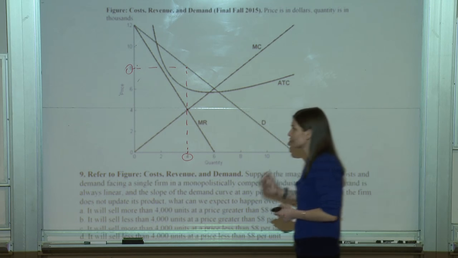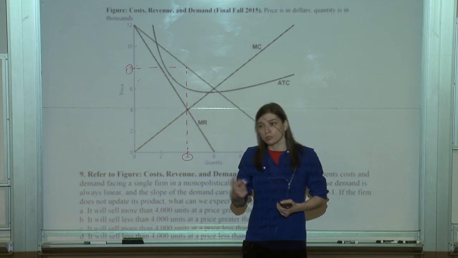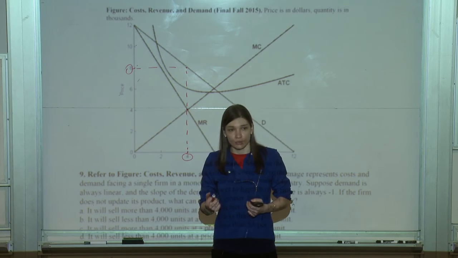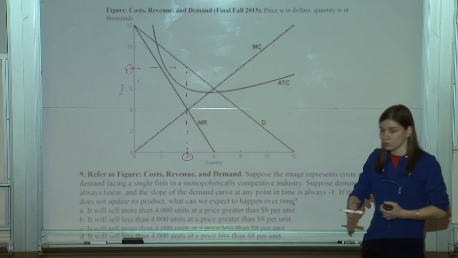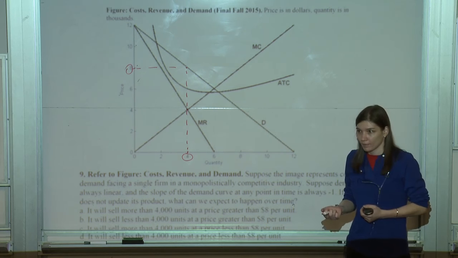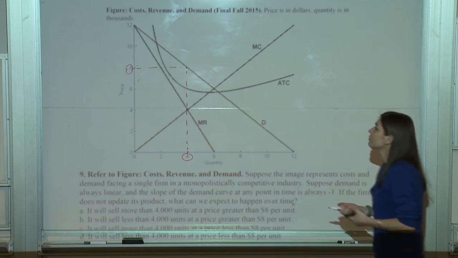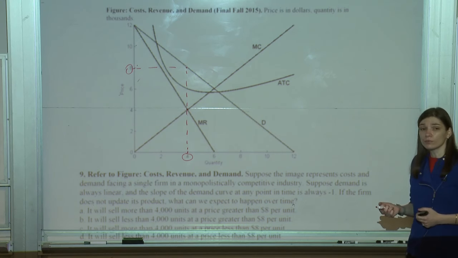So what is that going to cause in the long run? They're going to stay in business, but what's also going to happen in this industry? Entry, right? Profits are lucrative. So other firms are going to enter this industry because monopolistic competition allows for entry and exit. That's how it's different from monopoly in the long run. And when more firms enter, what's going to happen with the demand curve?